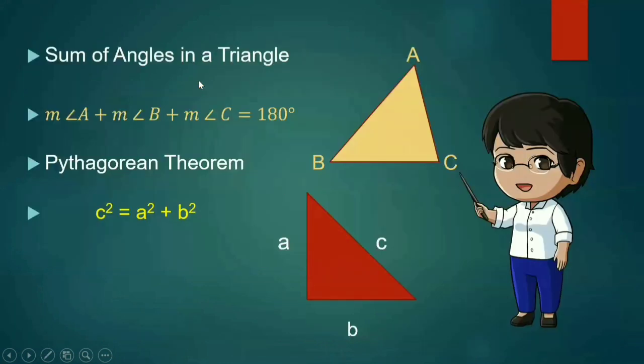The sum of the angles in a triangle is equal to 180 degrees, and the Pythagorean Theorem: c squared is equal to a squared plus b squared, where c is the hypotenuse and a and b are the legs of a right triangle.